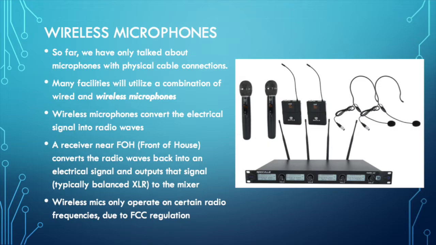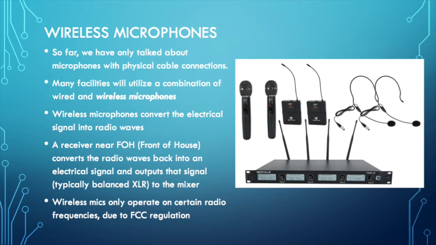You also typically would need that receiver somewhere near your console or your mixer, because you need to take the output from that receiver and put it in the mixer, right? So usually you'll see the receiver wherever the mixing console is, and then at the receiver end, it's converting those radio waves back into an electrical signal that we then take as an output from that unit and plug it into our mixer.